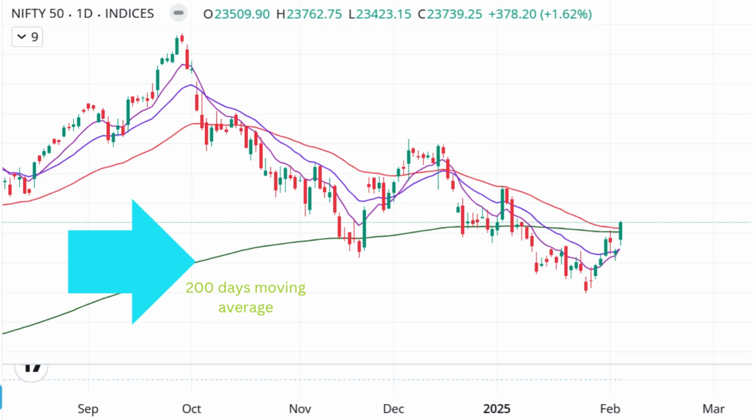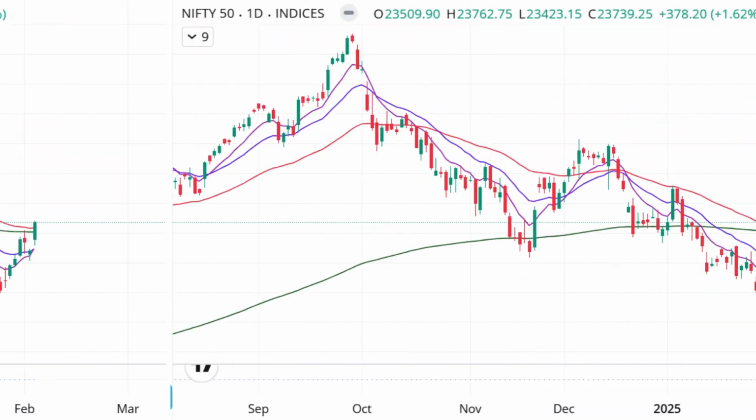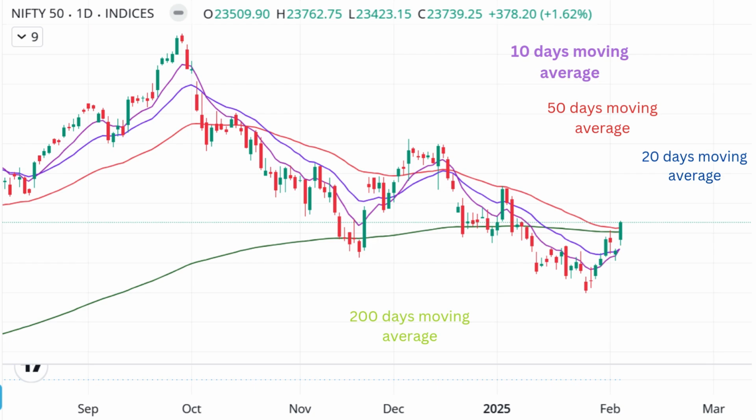Here are some tips to make your trading more effective with moving averages. Use the 10DMA and 20DMA for intraday and short-term trading. Observe the 50DMA as a trend reversal signal. Use the 200DMA for long-term investing. Combine moving averages with other indicators like RSI and volume for better accuracy.